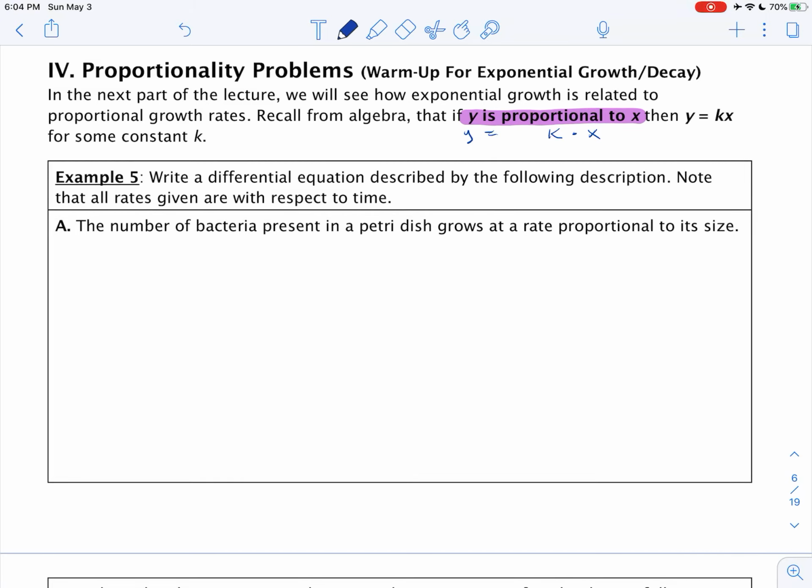Write a differential equation described by the following description. Note that all rates given are with respect to time. And part A says the number of bacteria present in a petri dish grows at a rate proportional to its size. So first we have to introduce some letters or some variables. So let's just say let B equal the number of bacteria at time t.